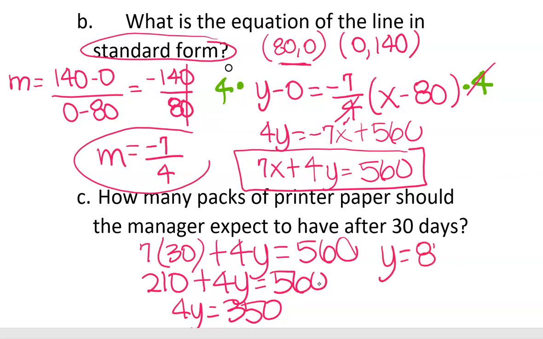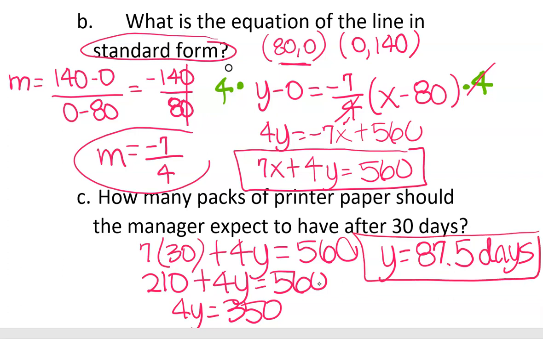Y equals 87.5. Now remember, we're talking about days. Could that be possible, 87.5 days? Yes, because you could run out with half a day left. So that's what you're looking at. How many, oh wait, it's packs, sorry. Not days. We plugged in for days. So we put 30 in for the x because x stood for days, and we have 87.5 packs of paper left.